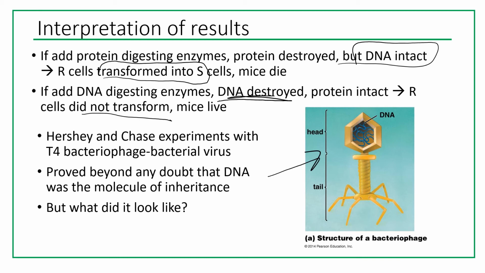Here you can see another experiment, Hershey and Chase, and they used not bacteria this time, but bacteriophage. And bacteriophage is a virus of bacteria. And as a virus, it has a simple structure. It has only DNA and proteins. So it was easy to prove that DNA was the molecule of inheritance. The Hershey and Chase experiment proved beyond any doubt that DNA is the molecule of inheritance. But what did it look like?